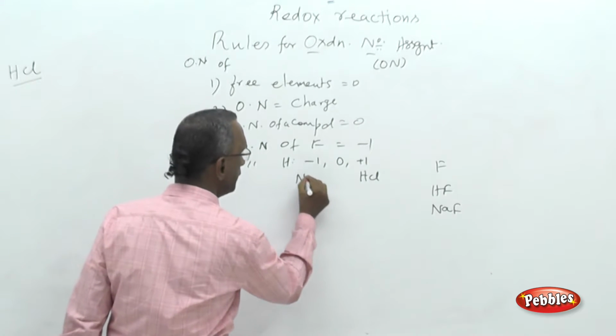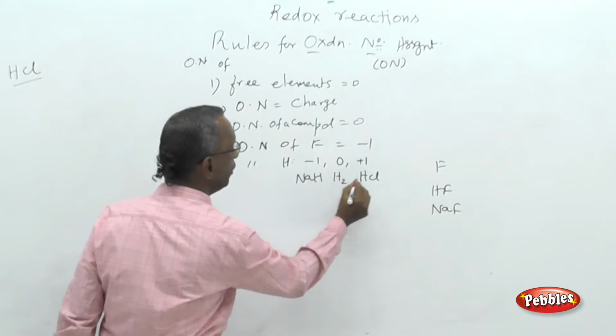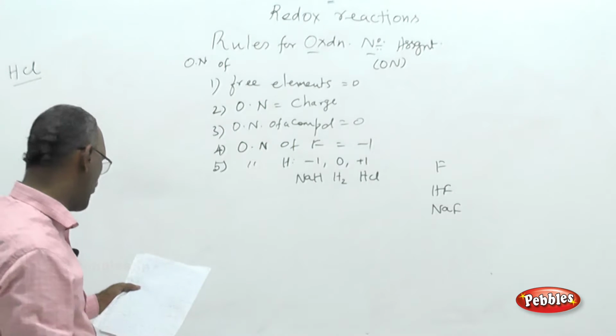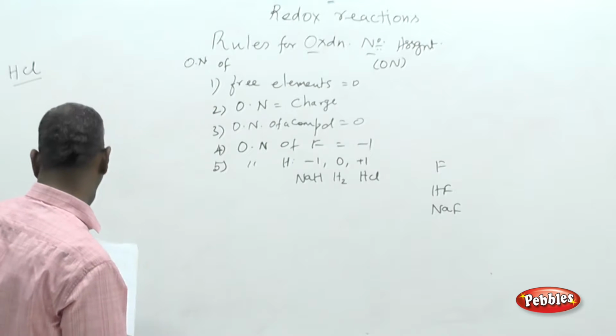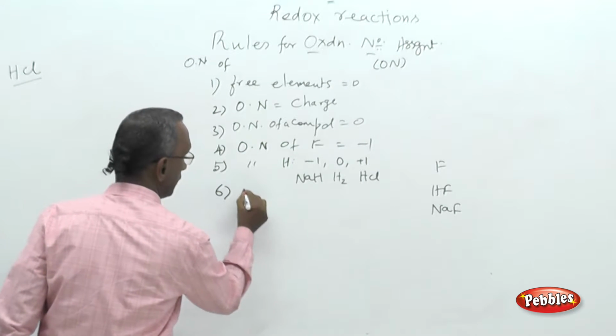Sodium hydride shows the oxidation state of -1. Hydrogen molecule shows the oxidation state of 0. So depending upon the environment, its oxidation state varies. That is to be noted. Next, oxidation state of metals.